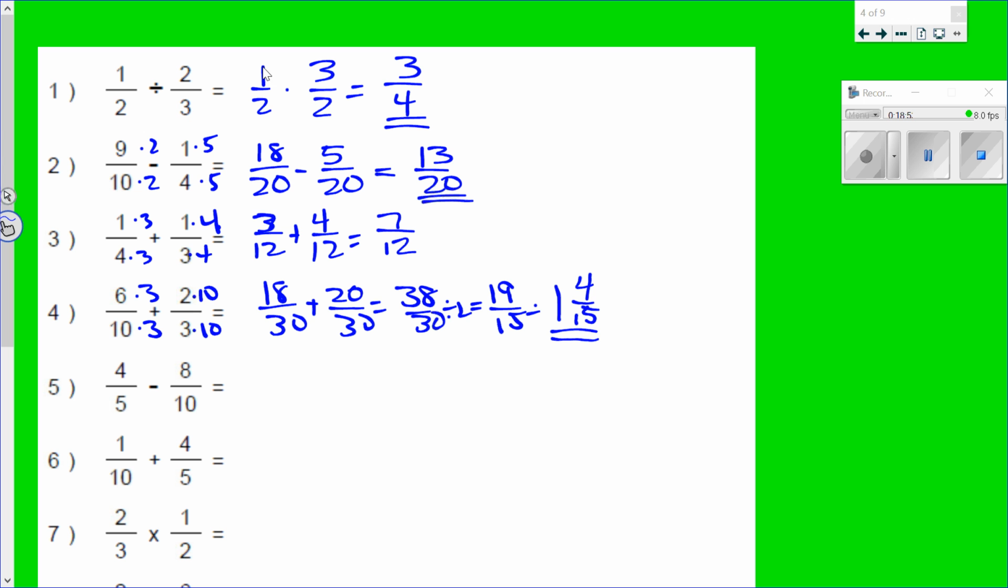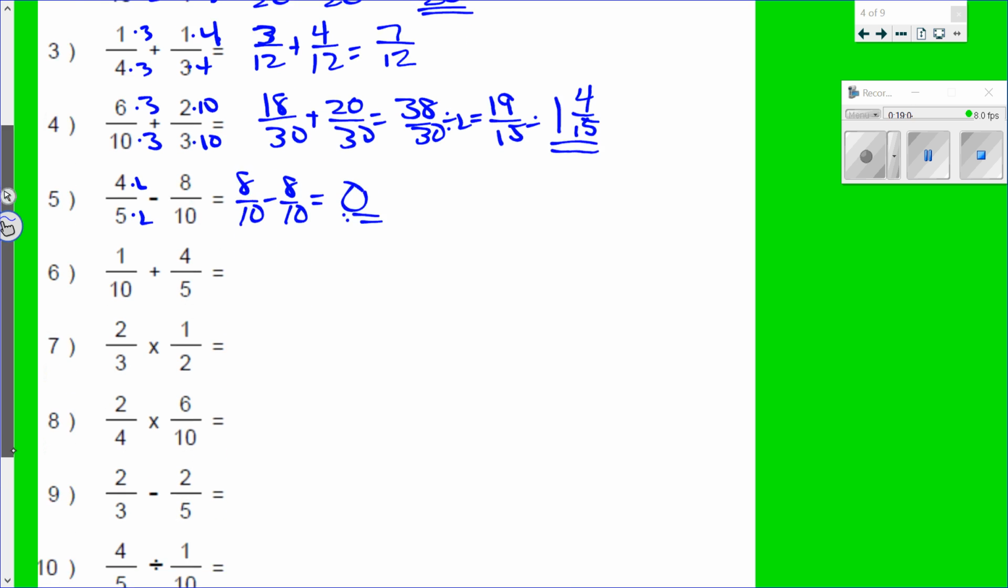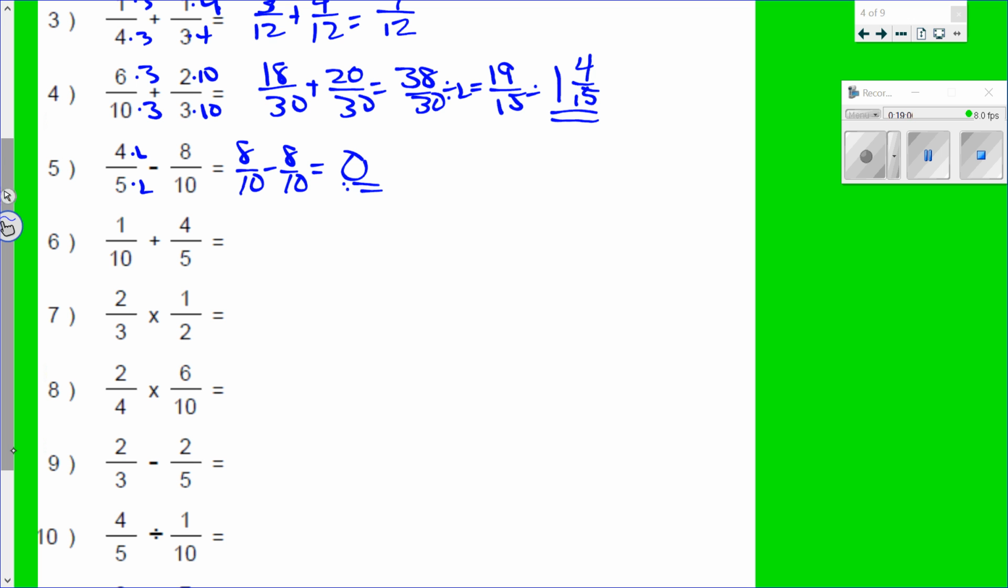Okay? This one's going to meet at 10. So 8 tenths minus 8 tenths. Anytime I have a number and I take that number away, I get 0. Doesn't matter if it's fraction, decimal. Anytime I'm subtracting what I've got, that's a 0. So I have 1 tenth and 8 tenths. Gives us 9 tenths.